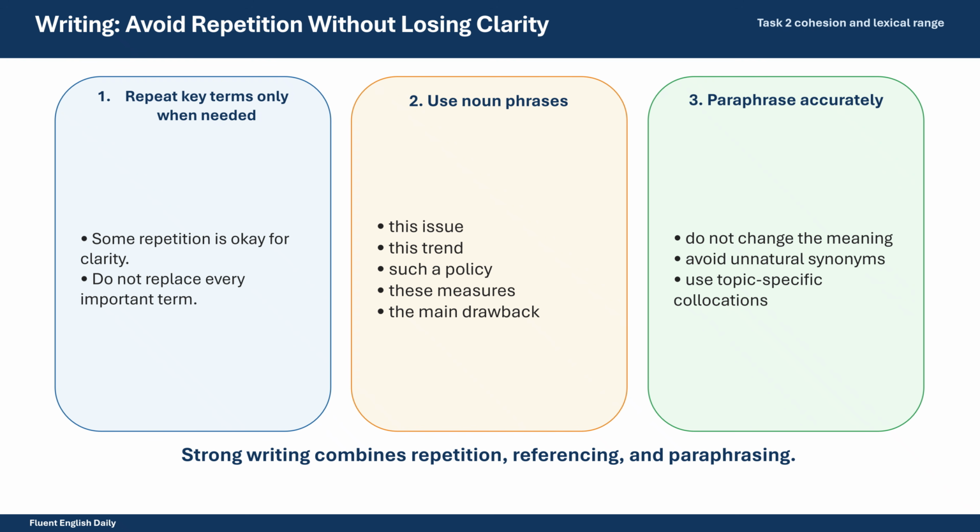For example, many governments are investing in public transport. These measures may reduce congestion and air pollution. When paraphrasing, be careful not to change the original meaning. For example, young people cannot always be replaced by students because not all young people are students. Strong IELTS writing combines three things: necessary repetition for clarity, referencing for cohesion, and accurate paraphrasing for vocabulary range.